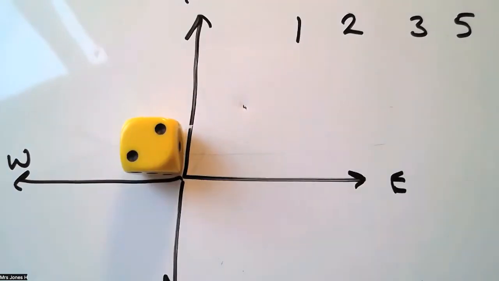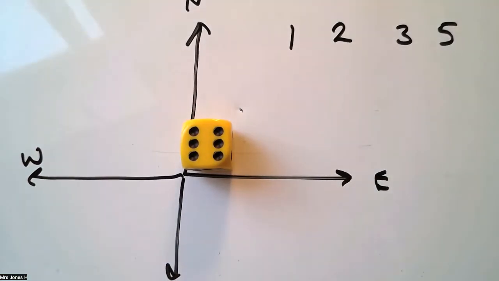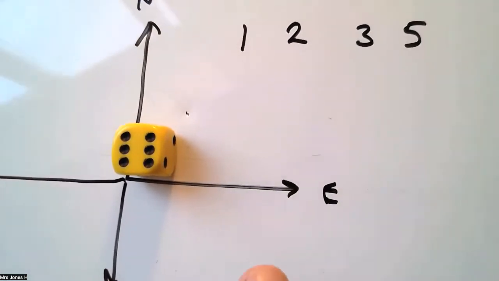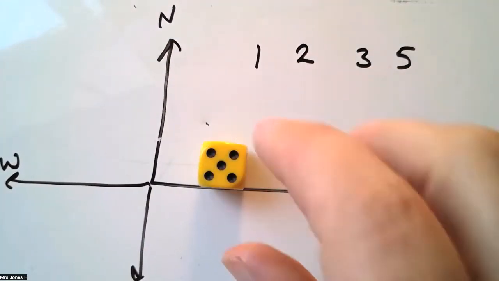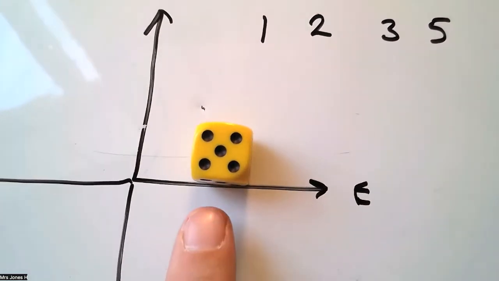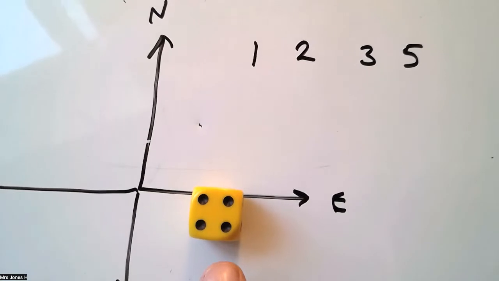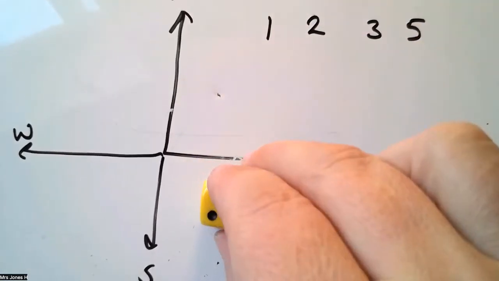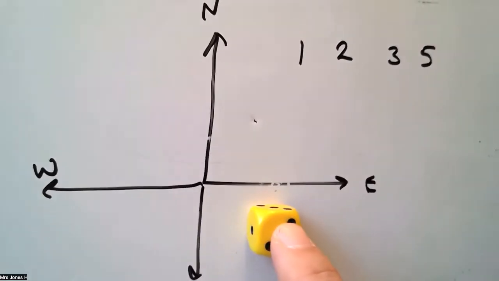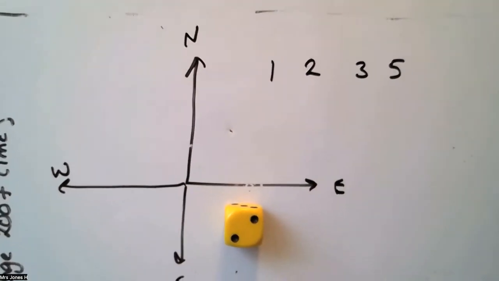Okay, so we're going to start by moving it to the 1. Then we move it to the 2 face. Now the 2 face is just here. Then the 3 face, and the 3 face is just here. And then the 5 face, and the 5 face is just here on this side here. And so we want the 1, and the 1 is here facing west.